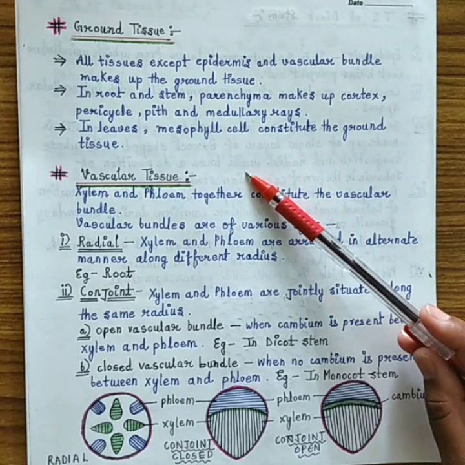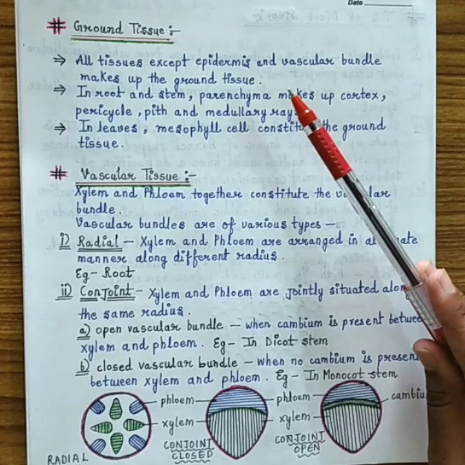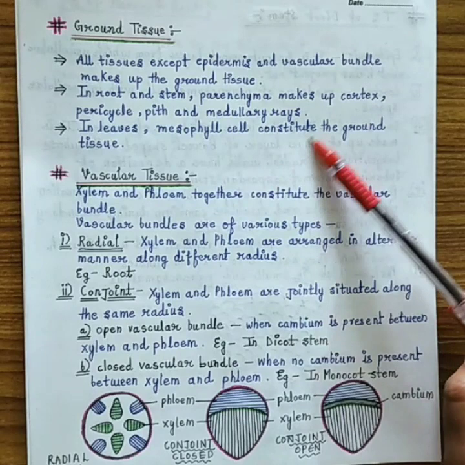And in leaves jo mesophyll cells hote hai, wo ground tissue banate hai. So basically, root and stem mein ground tissue banate hain parenchyma, and leaves mein jo ground tissue banate hain, wo kaun se cells hote hain? Mesophyll cells. So what do you got to know about ground tissue?